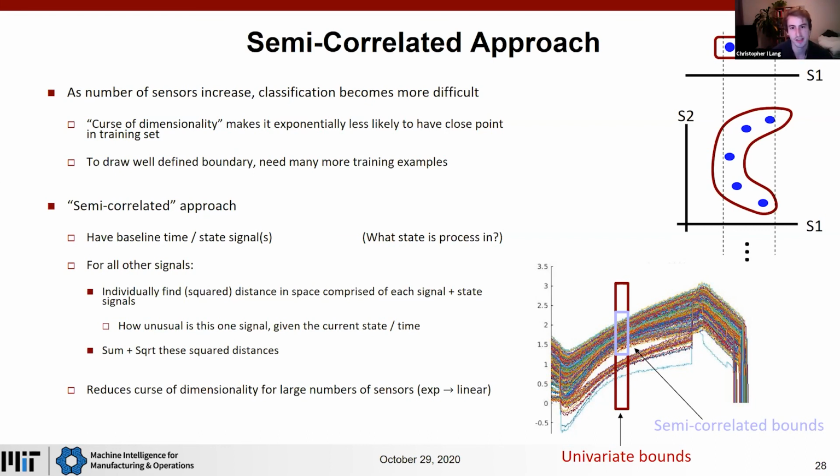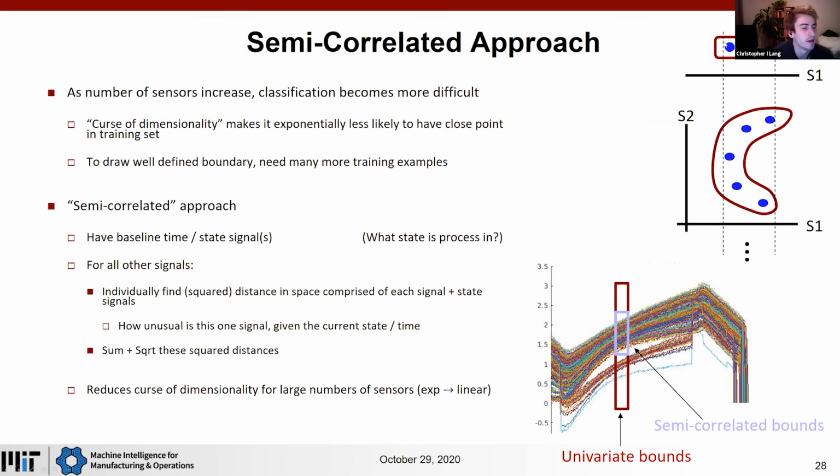Just quickly, to talk about this last point which I'm working on. Another downside is that as the number of sensors increases, the classification becomes more difficult, and in particular, you end up needing significantly more training data. This is sometimes called the curse of dimensionality in machine learning, where as you grow the number of sensors, it makes it exponentially less likely to have a point close in the training set.